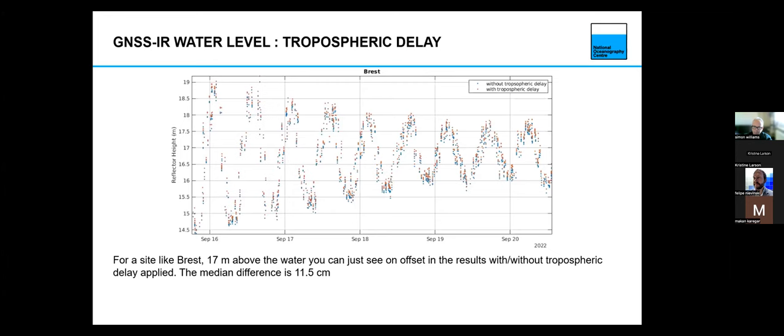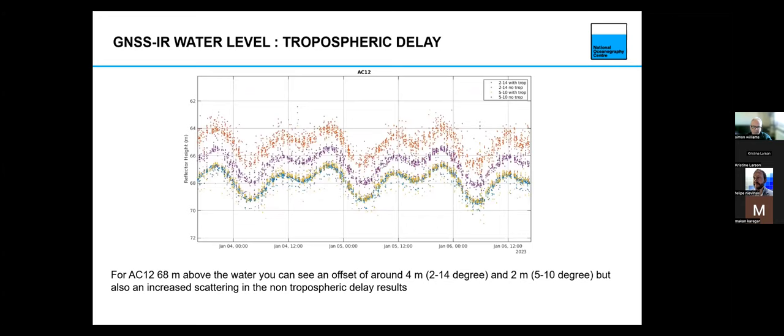If we go a bit more extreme, this is AC12 in Alaska. This is 68 meters above. And you can then start seeing, so we have two different elevation arcs. We have one between 2 and 14 and one between 5 and 10. You can see two sort of effects. One, there's an offset of around 4 meters and 2 meters between two different elevation arcs. But we also see an increased scattering in the non-tropospheric delay results.